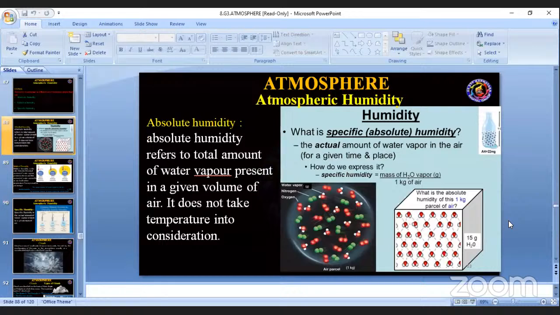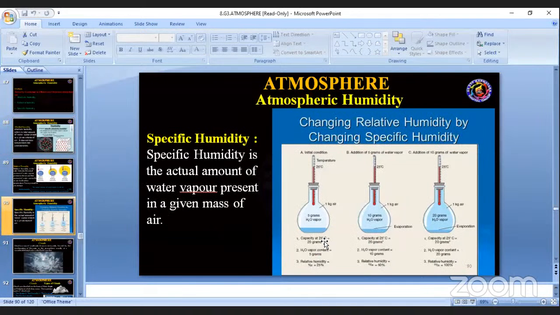Just imagine, or approximately, we will take 1 cube of air space and then measure in that space what percent of water vapor is there in the absolute humidity. In the specific humidity, we will measure that per kg. We will take that water vapor in kg. It means specifically in per kg or 1 kg, what percent of water vapor is present is the identification of that, and it is called specific humidity.